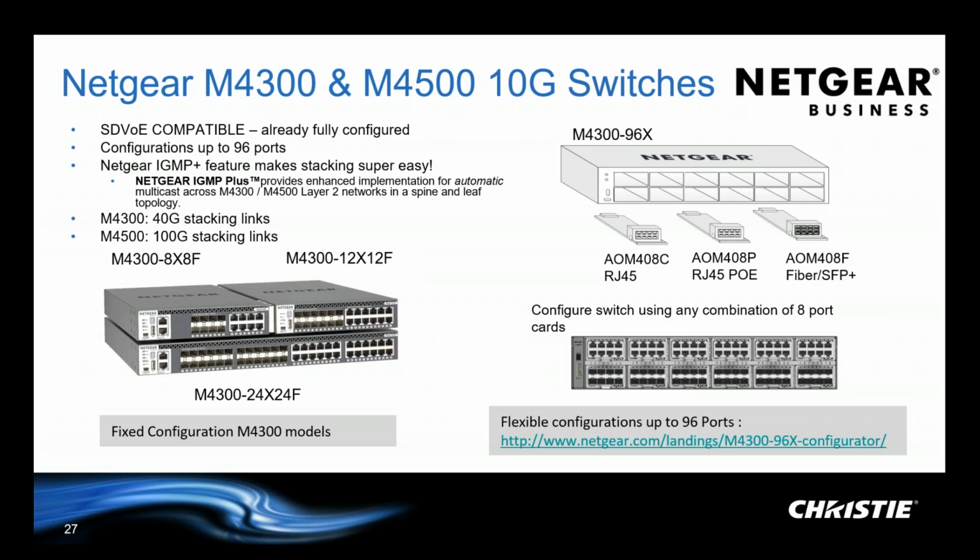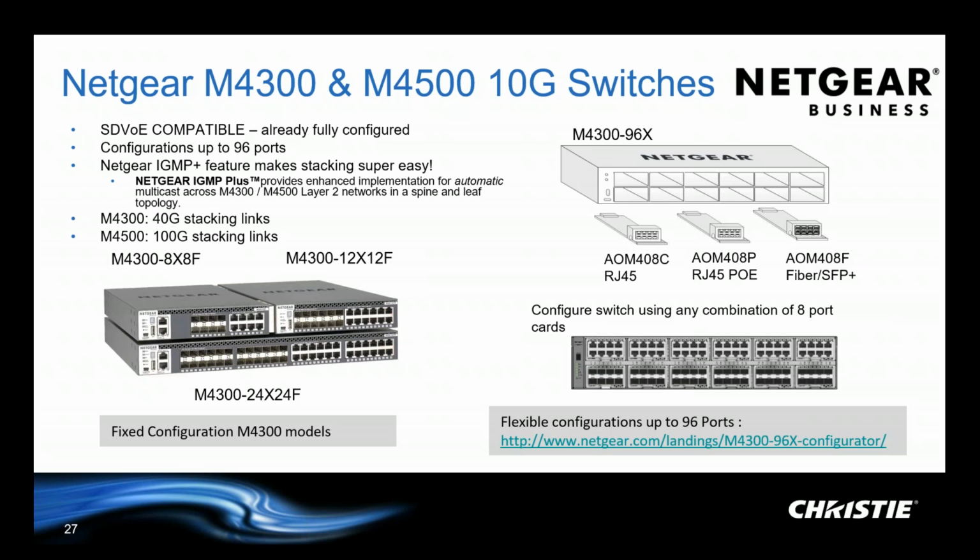On both series, the difference between the two, the M4300 and M4500, is the stacking links. It's limited to 40 gigs on the 4300, and you can have 100 gig stacking links on the 4500.